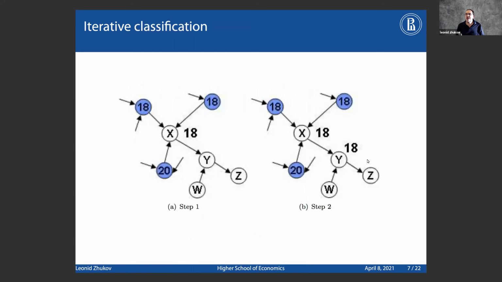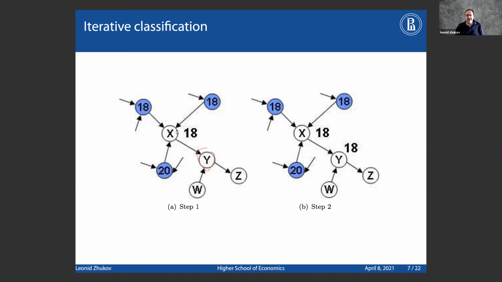So the question then is, what do we do if we have a node, like on this slide, node Y, that does not have neighbors that are labeled? What are we going to do with this node if there are no labeled values next to it? In this case, you can probably do iterative classification.